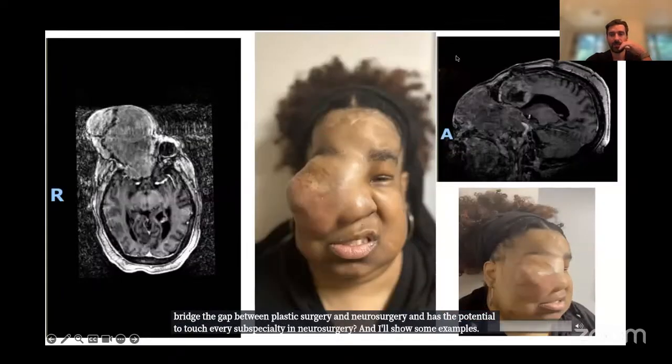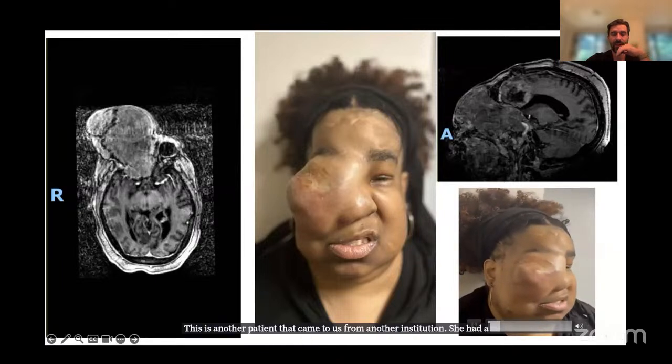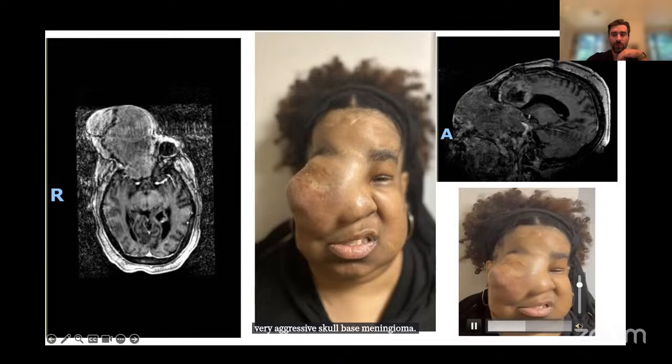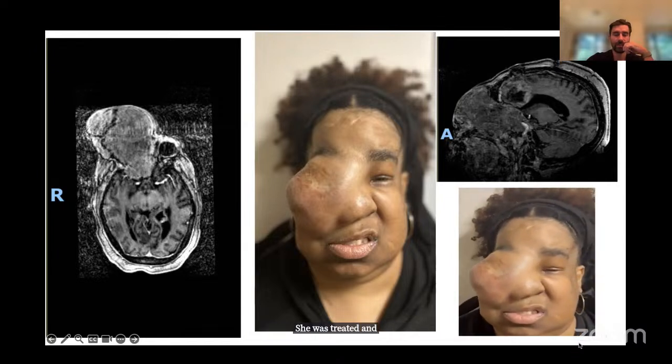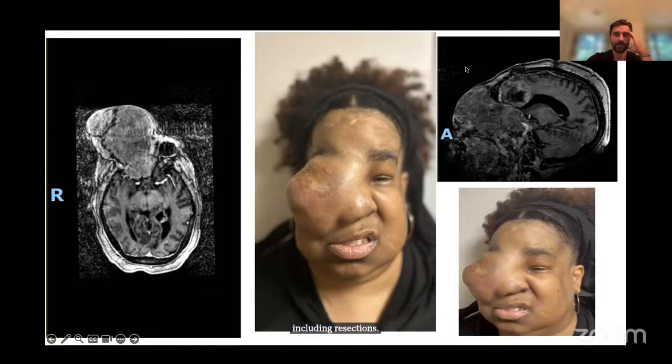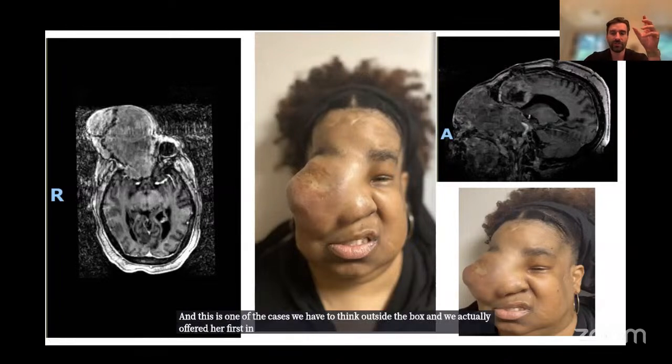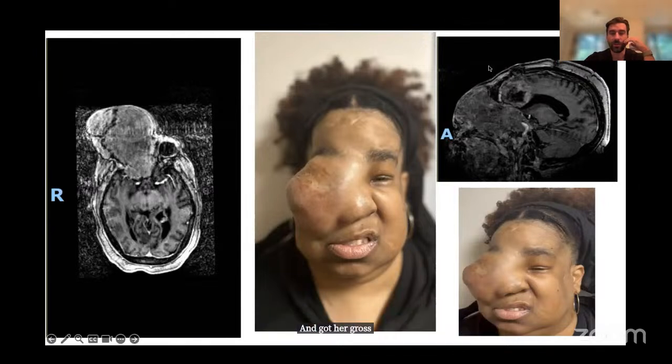This is another patient that came to us from another institution. She had a very aggressive skull-based meningioma. She was treated and operated multiple times, including resections, free flaps. And after the 8th or 9th surgery, she was deemed non-operable anymore. They told her, we cannot really help you. The tumor is regrowing too quickly. Radiation did not work. And she came to us for another opinion. And this is one of the cases where we have to think outside the box, and we actually offered her first-in-human implantation of cesium brachytherapy in skull-based implants and got her gross total resection, and she's doing amazing.